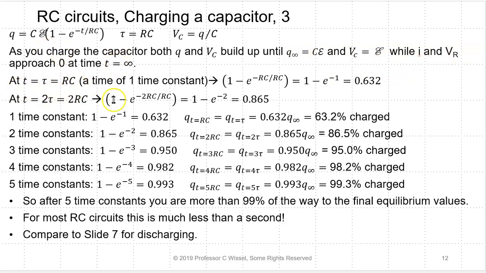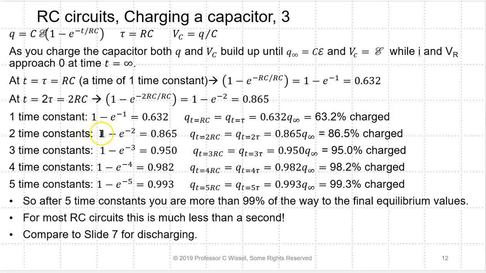After one time constant, we can use the formula 1 minus e to the minus RC over RC, or 1 minus e to the minus 1, and that's 0.632. Now, if that looks familiar, it should be. Remember slide 8? After two time constants, you plug it in, it's 1 minus e to the minus 2, it's 0.865. So now we're going to do that for these various time constants. One time constant is 0.632. So that means after one time constant, the charge is 0.632 of what it's going to be. So it's 63.2% charged. So you're 63.2% of the way there.